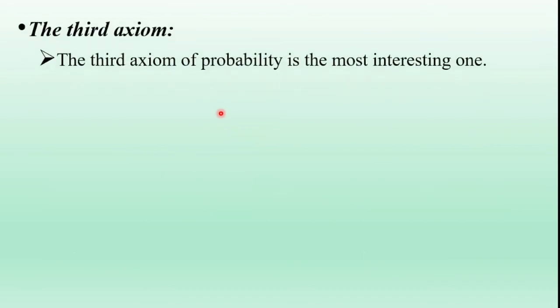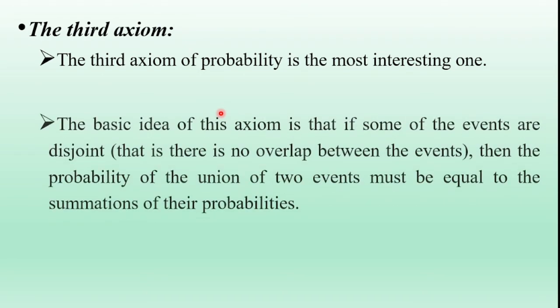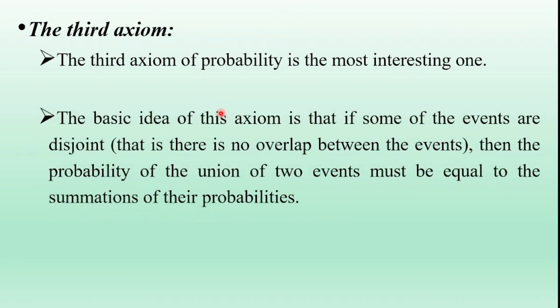Next, the third axiomatic condition. The third axiom of probability is the most interesting condition. The basic idea of this axiom is that if some events are disjoint, then the probability of the union of two events must be equal to the summation of their probabilities.